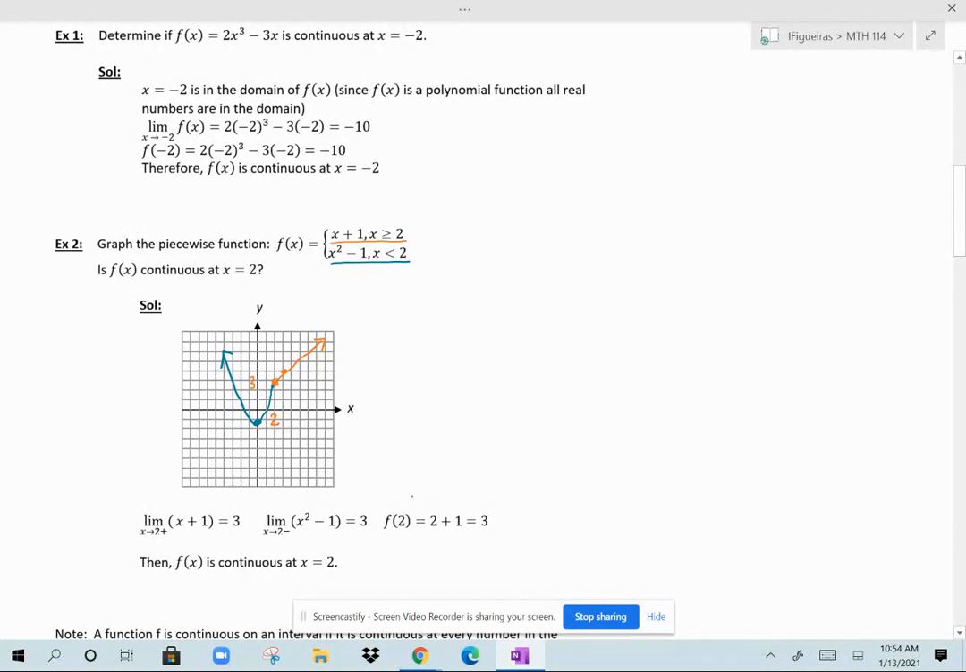Your function also exists at 2. So when x is equal to 2, that's where it's defined as the line. You plug the 2 into the x plus 1, you also get 3. So you have a limit value that's 3. You have a function value that's 3. So then you can conclude that your function is continuous at 2.